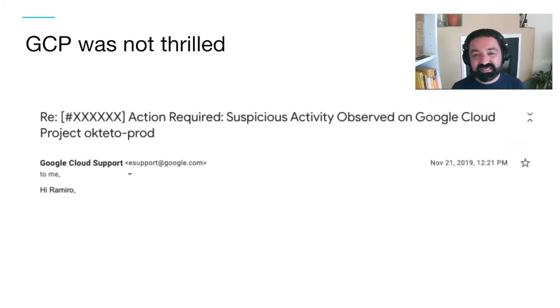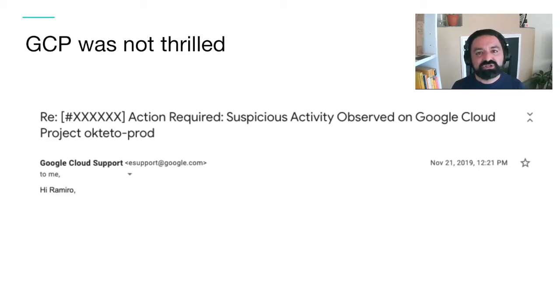What happened was that a group of crypto aficionados found out about Okteto and decided to use it to start mining a bunch of crypto coin. GCP was not really happy about it, and they reached out to us and asked us to put it under control. So for the first few days, we were doing it manually. We were logging in, checking what's going on, but it was not scalable.